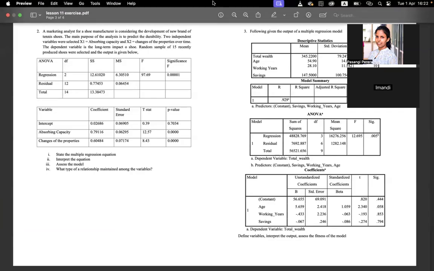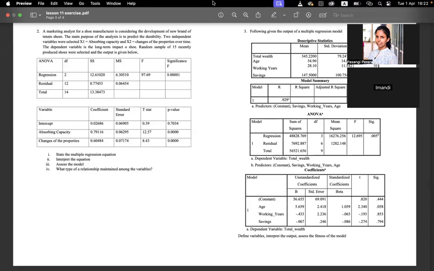Then the third one is to assess the model. So you have to assess the model. Assess the model means you have to assess the model now. How to assess the model? R square.